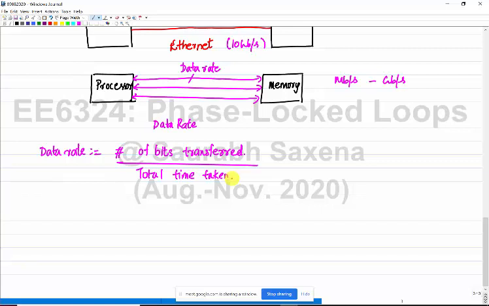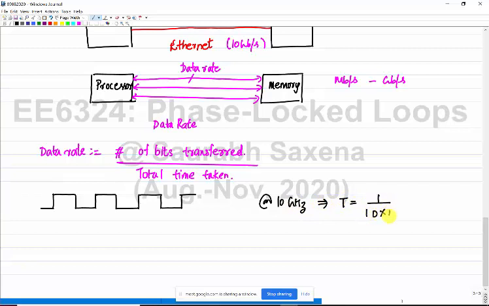Okay, so who is making sure that in 1 second you are able to send 10 gigabits? There should be some measurement. So how is it done? You generate a clock, and here I am showing you a square wave clock, by the way. So I generate a clock which is 10 gigahertz, which implies that the period of the clock is going to be 1 by 10 into 10 power 9, which is 100 picosecond. So this period is 100 picosecond.